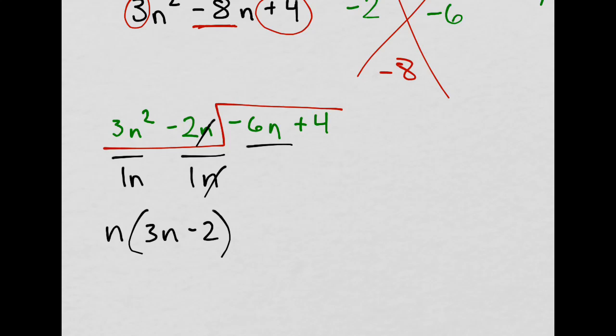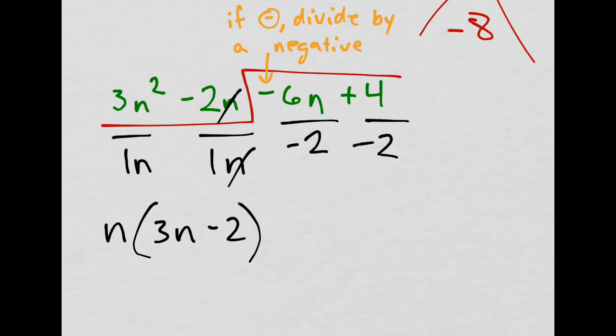Then what can I divide by here? Looks like 2. However, whenever this first term is negative, for this type of problem, we're going to divide by a negative. Every time. So that's why we have the negative 2 instead of regular 2. Whatever we divide by goes on the outside, that's the negative 2. And then negative 6 divided by negative 2 is positive 3. And there's nothing for the n, so it stays.